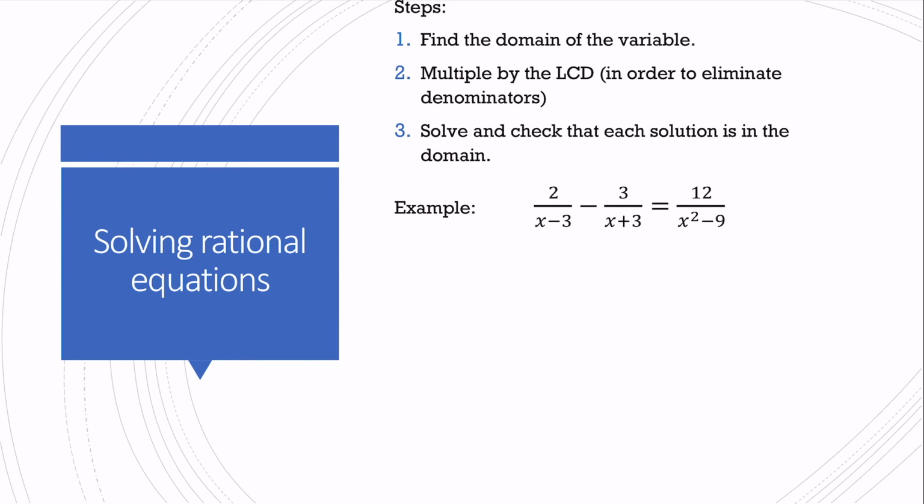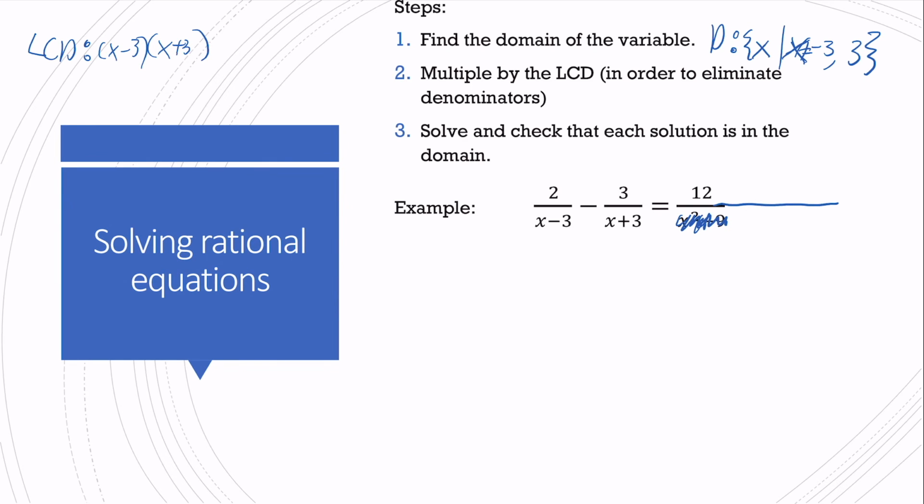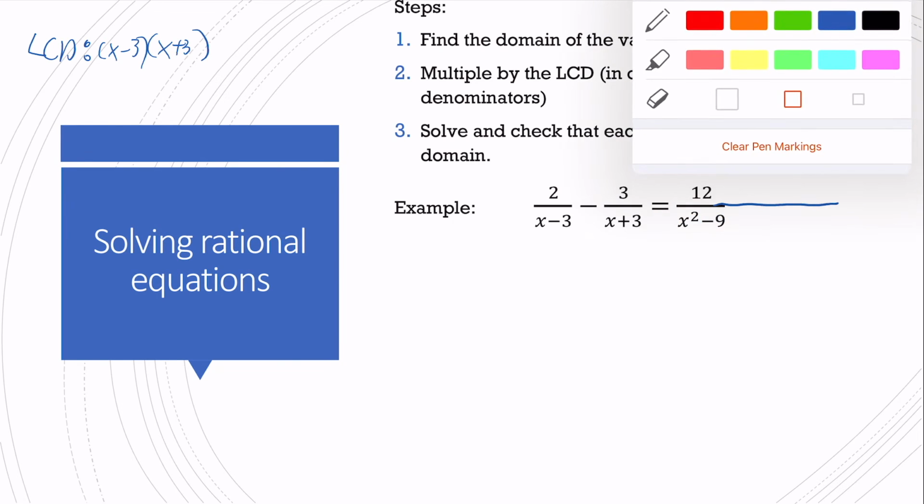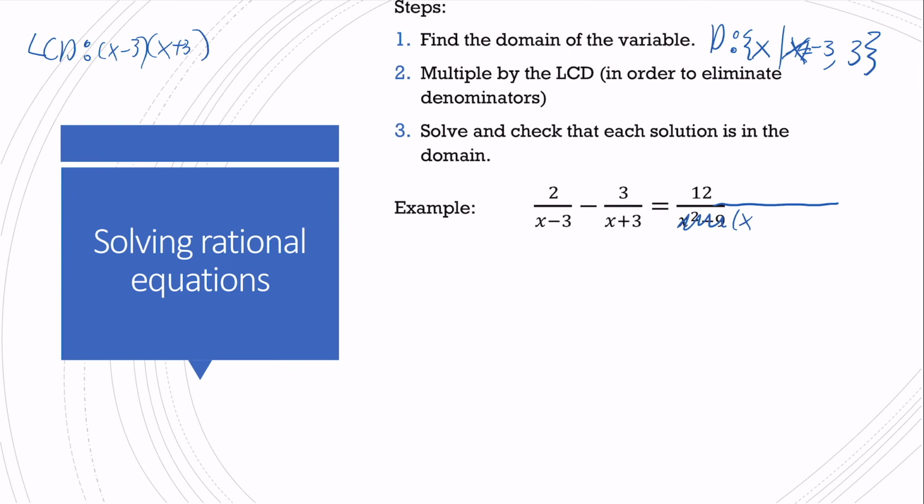Let's do another example. We found the domain of this expression earlier, and we found that as long as my x doesn't equal negative 3 or 3, those could be our possible solutions. That's our domain. So in order to solve this, I need to multiply by the LCD. Well, the LCD here, I've got x minus 3, x plus 3, and it sometimes helps for us to visualize this if I factor my denominator. So instead of having x squared minus 9, I'm going to write that as x plus 3, x minus 3.